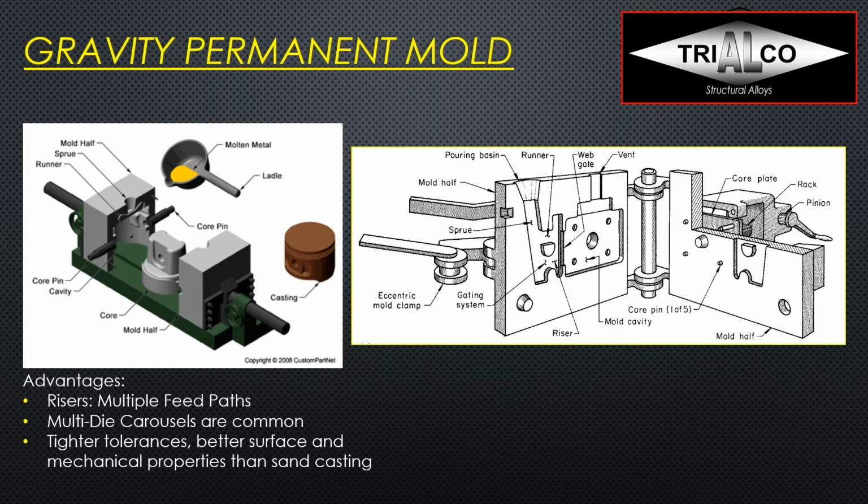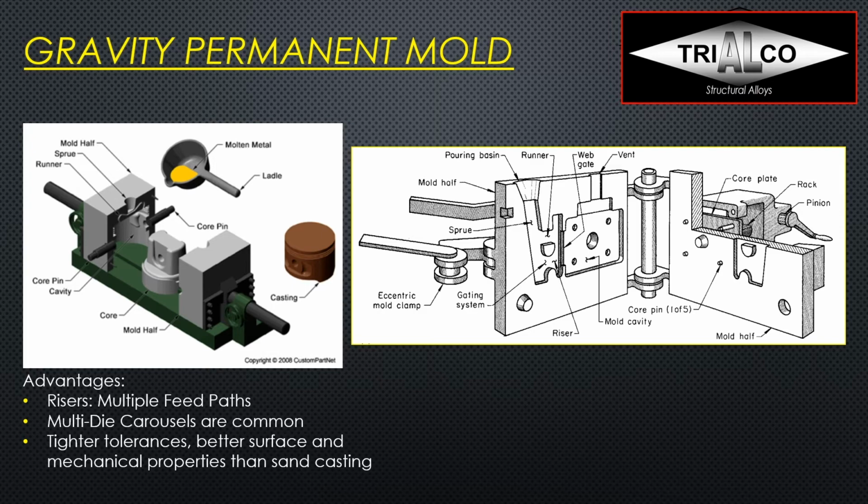We can also have multiple die carousels, which are very common for high volume parts. We also have tighter tolerances, better surface and mechanical properties than in sand casting, and the dies are by far not as expensive as in high pressure die casting, and it's still possible to automate the process pretty well.